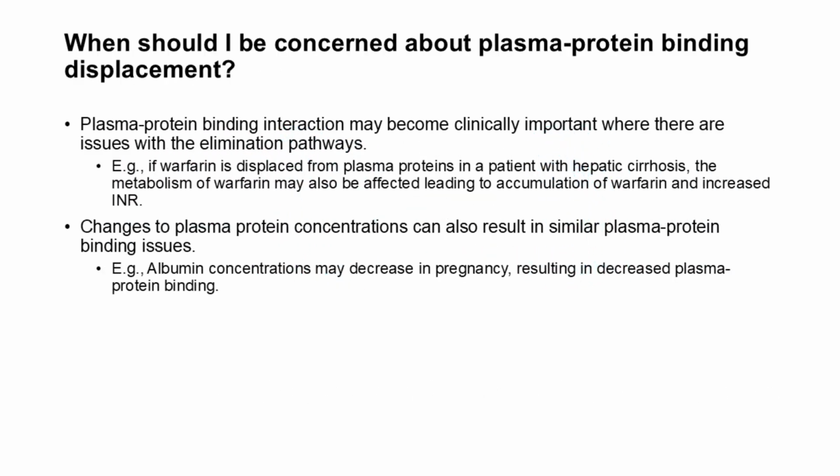Whilst rarely clinically significant, there are scenarios where plasma protein binding displacement interactions may be concerning. Specifically, if a drug's elimination pathway is compromised, for example by reduced liver or renal function, the concentration of unbound drug may remain elevated and cause toxicity. In addition to drug interactions, changes to plasma protein concentrations in certain diseases can also produce plasma protein binding interactions. For example, a decrease in albumin concentrations in pregnancy may result in decreased plasma protein binding.